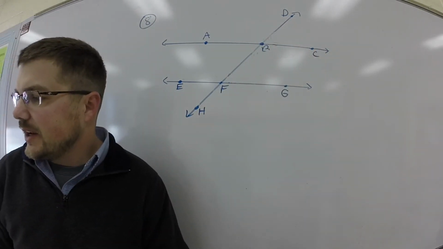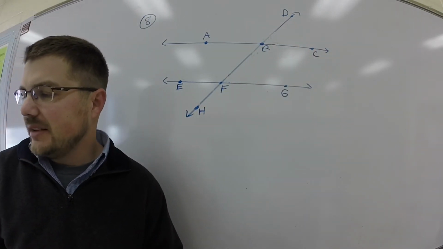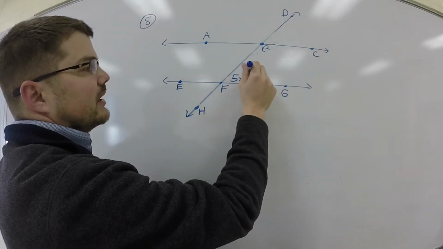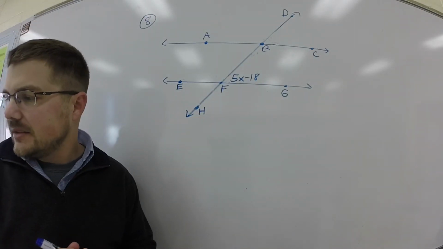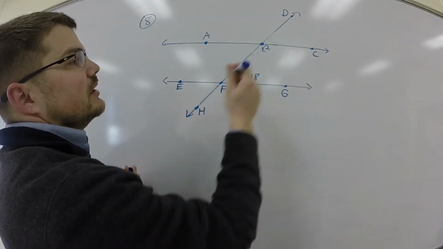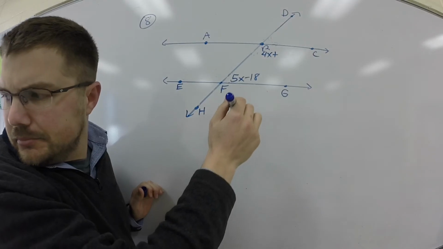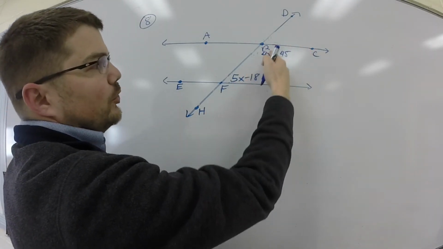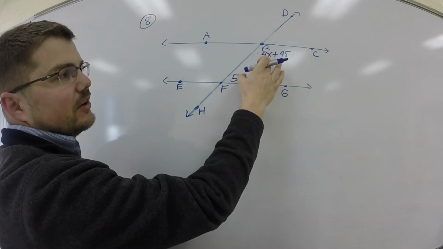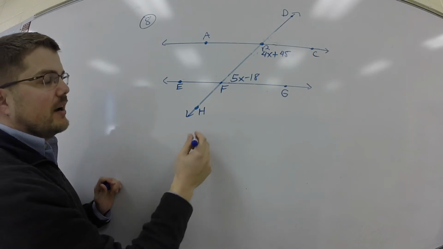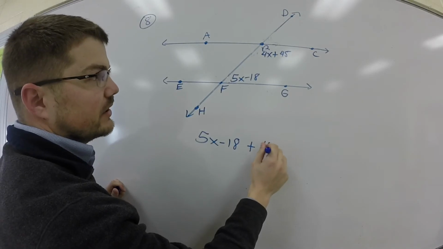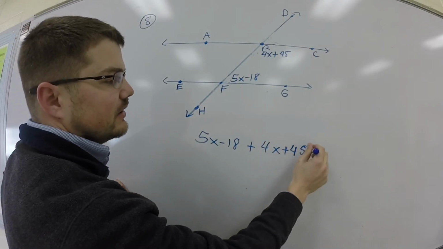Okay, 8, the measure of angle BFG is 5x minus 18. BFG, 5x minus 18. And CBF is 4x plus 45. CBF, 4x plus 45. What do we know about these two angles? Well, I know this is acute, that's obtuse. We add them together, it's going to equal 180. So that's what we need to write out. 5x minus 18 plus that angle, 4x plus 45, is going to equal 180.